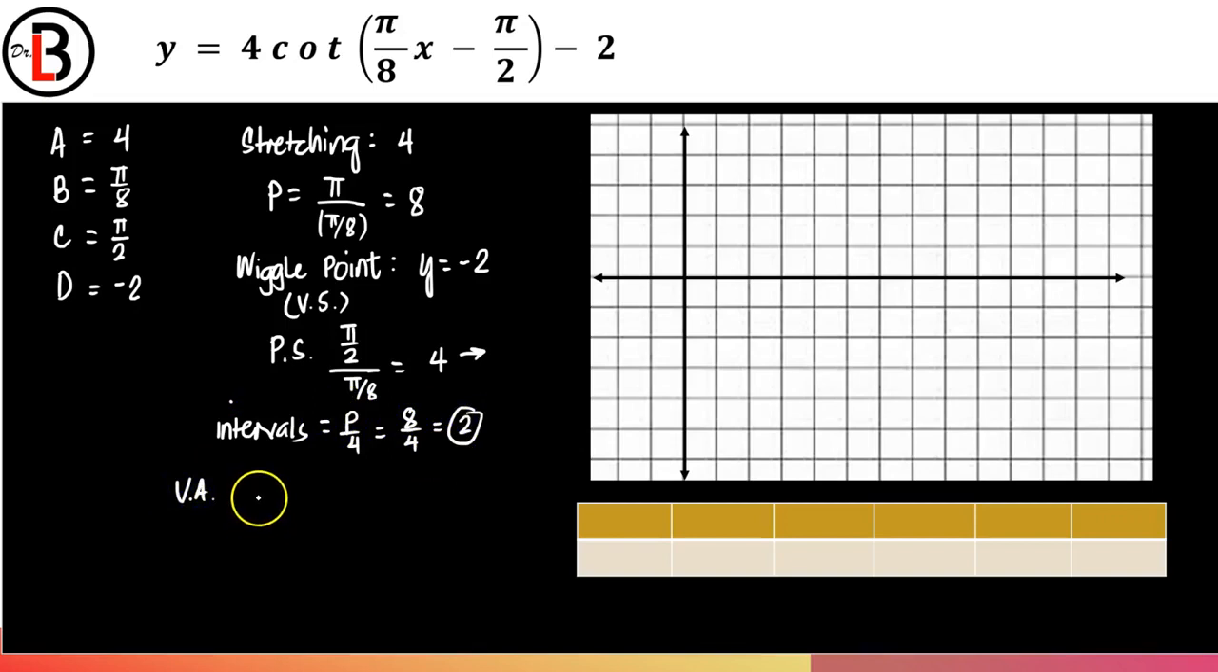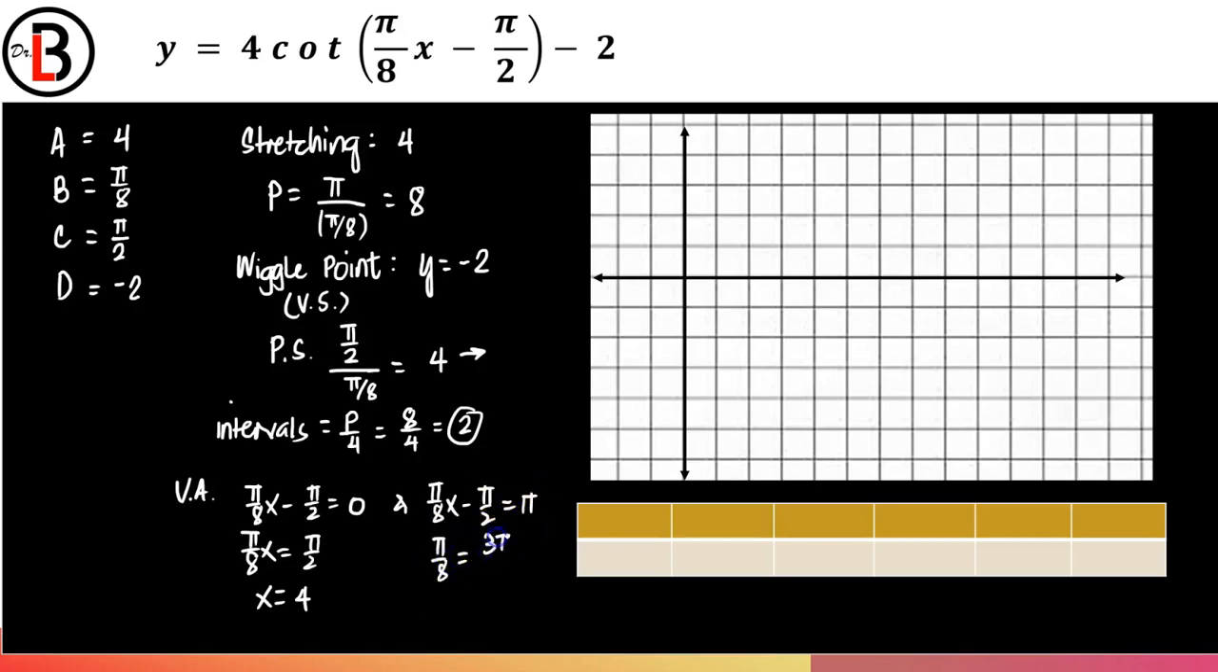For the vertical asymptotes, pi over 8x minus pi over 2 is equal to 0, and pi over 8x minus pi over 2 is equal to pi. So here, I can say that pi over 8x is simply pi over 2, multiplying everything by 8 and then dividing by pi. This is actually equal to 4. This one, pi over 8x is equal to 3 pi over 2. Sorry, there's an x. x is equal to 12. My vertical asymptotes are x equals 4 and x equals 12.